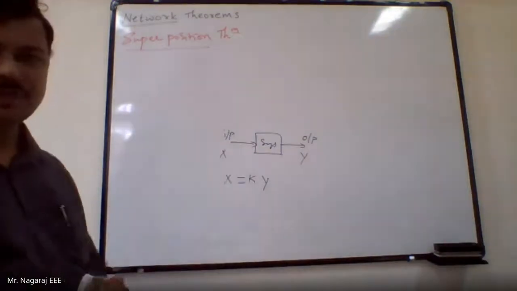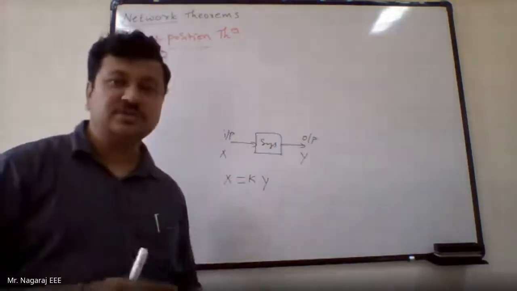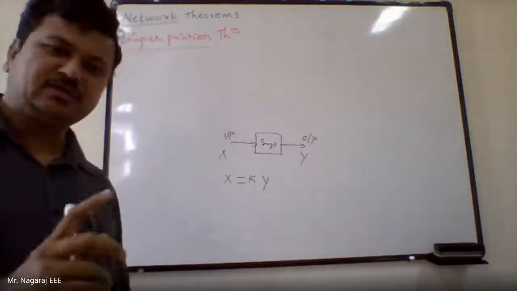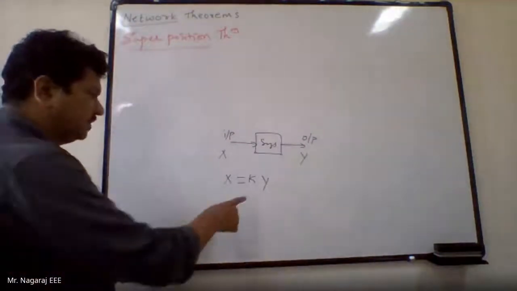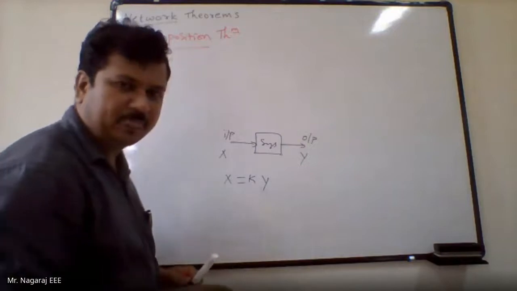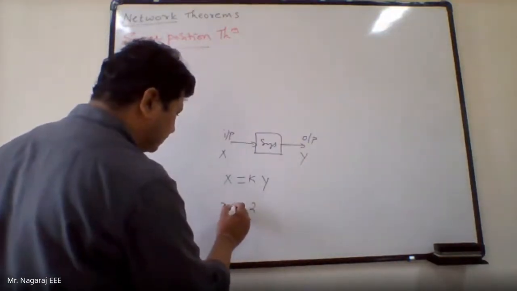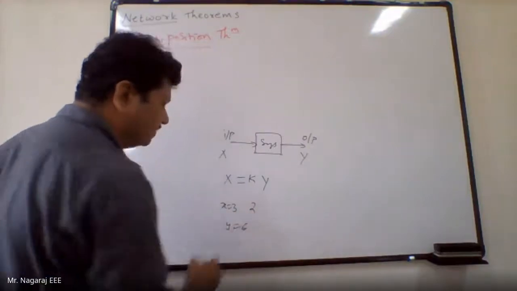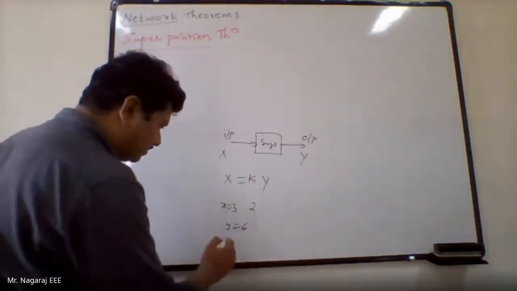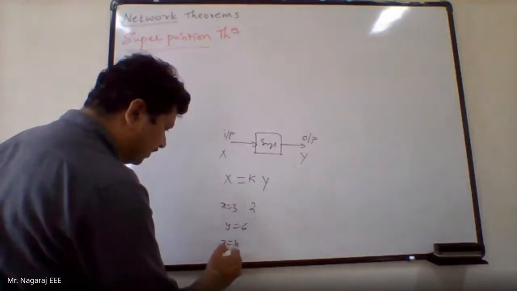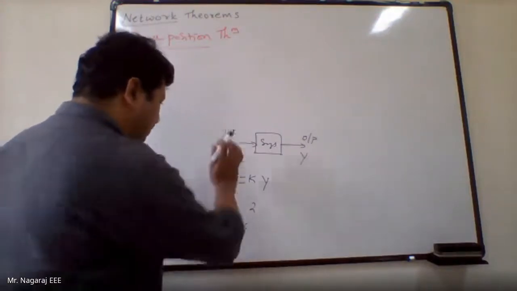Output is directly depending upon input. If input changes, output changes proportionally. That is called linearity. Here k is a constant. Now if k is equal to 2 and x is equal to 3, then y is equal to 6. Now if k is equal to 2, x is equal to 4, then y is equal to kx.